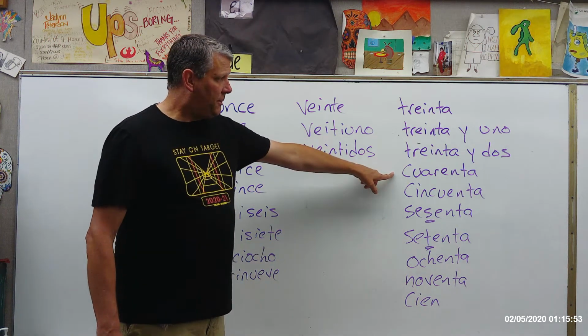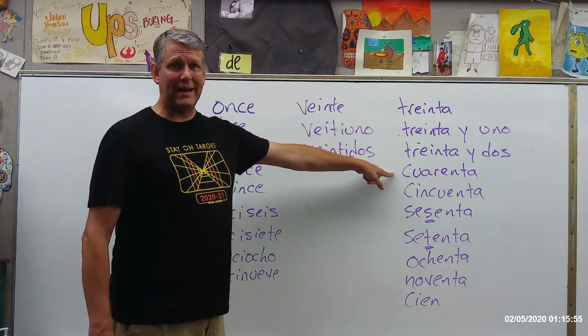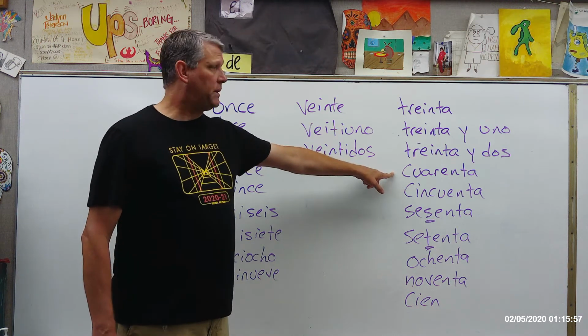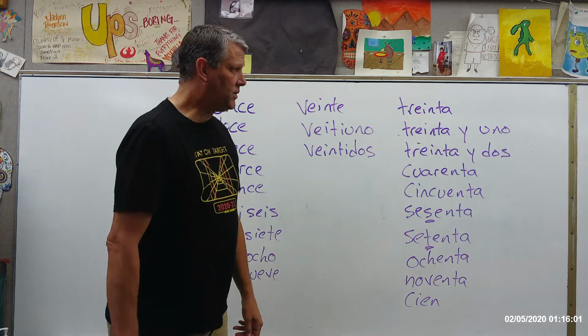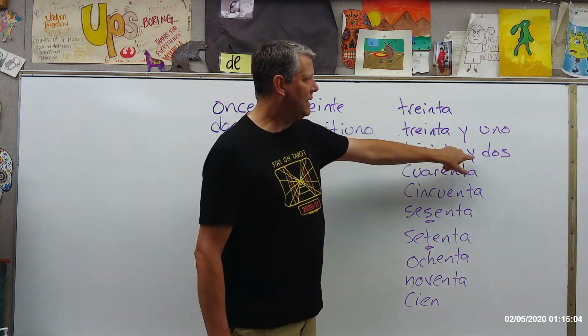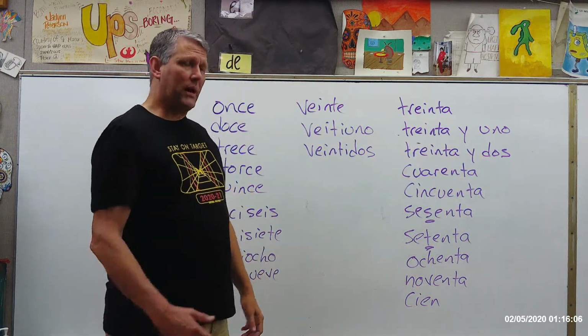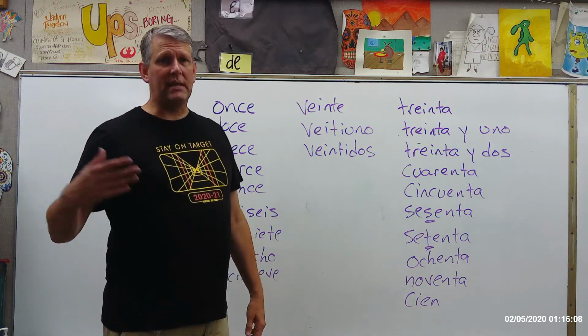Let's get to 40. Okay? 41 would be 40 y uno. 42 would be 40 y dos. 43, 44, 45, and on and on and on.